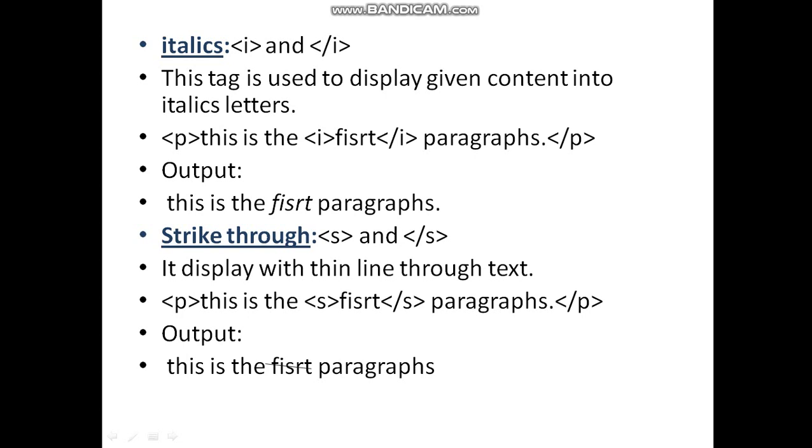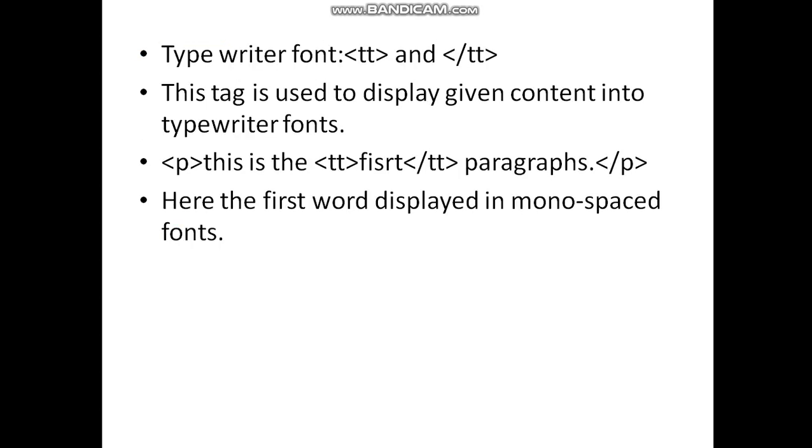Next tag is the strike through tag. In some websites we can see a word or line with a line through it. For example, first, which means cut, that type of word. For that we use a strike through tag. It displays a thin line through text. Start of P. This S indicates the strike through tag. First, end of S, paragraph and end of P tag. This is first paragraphs.